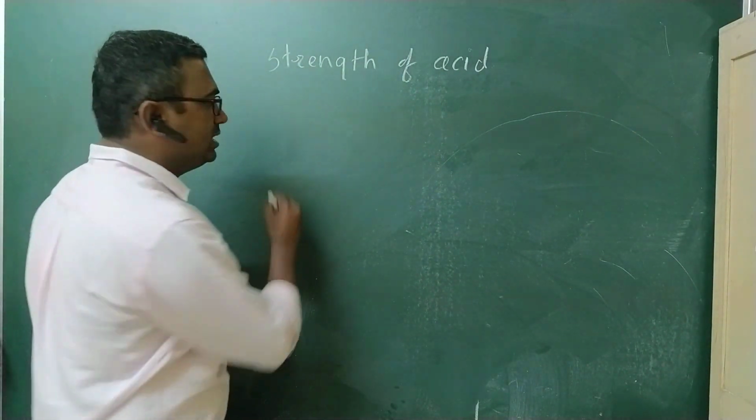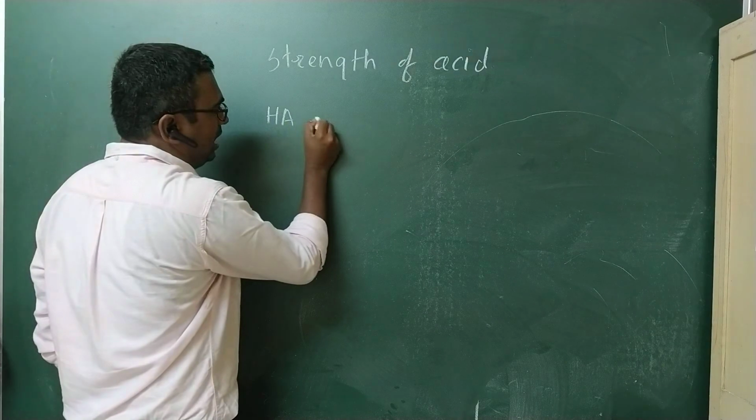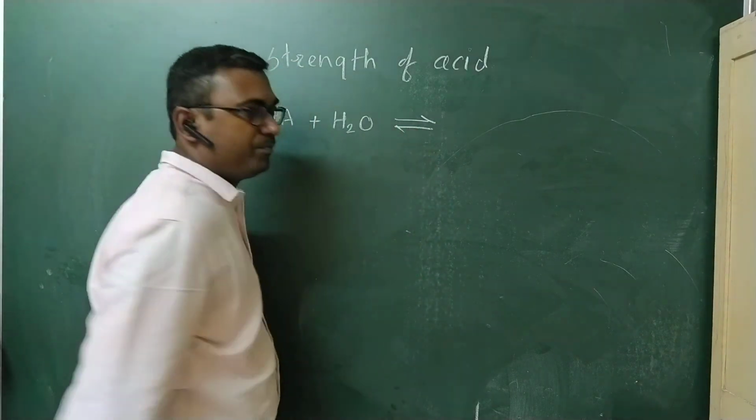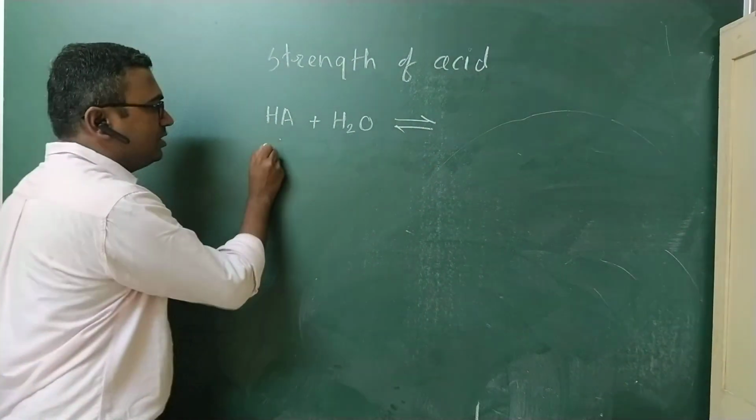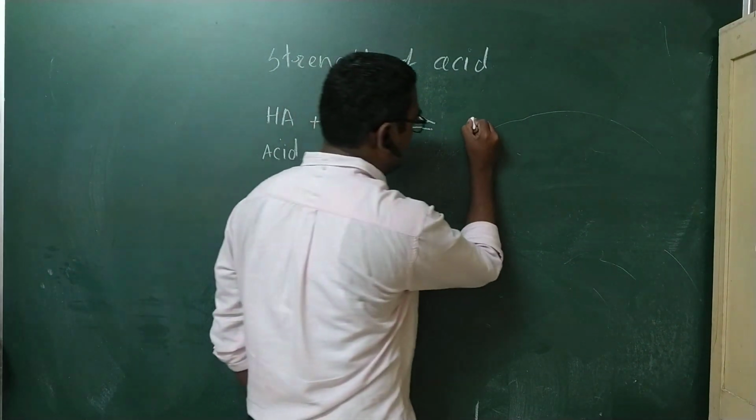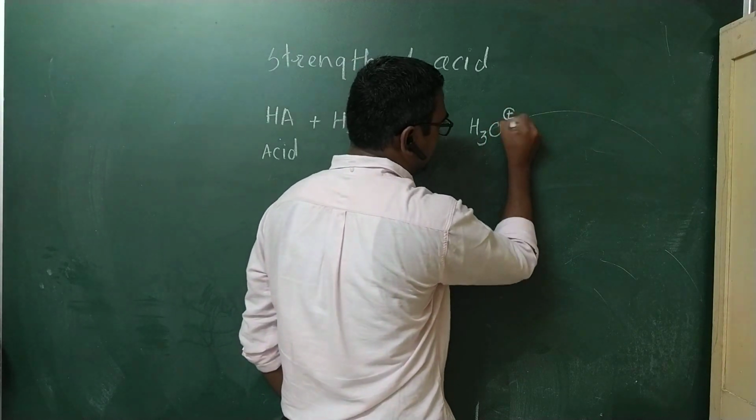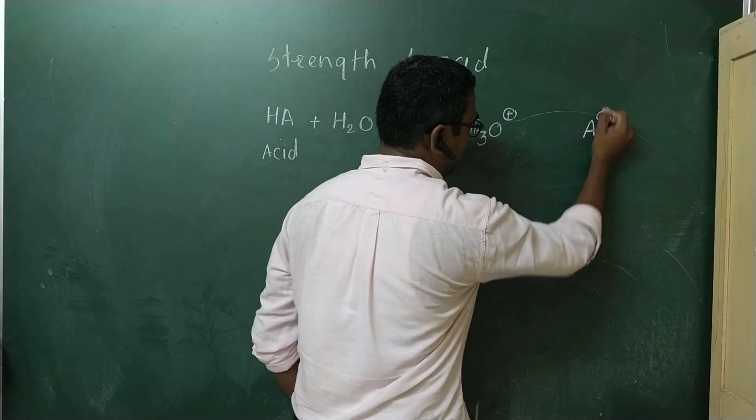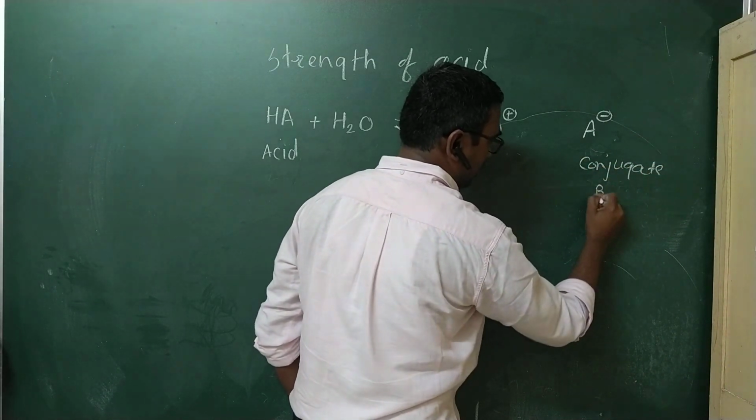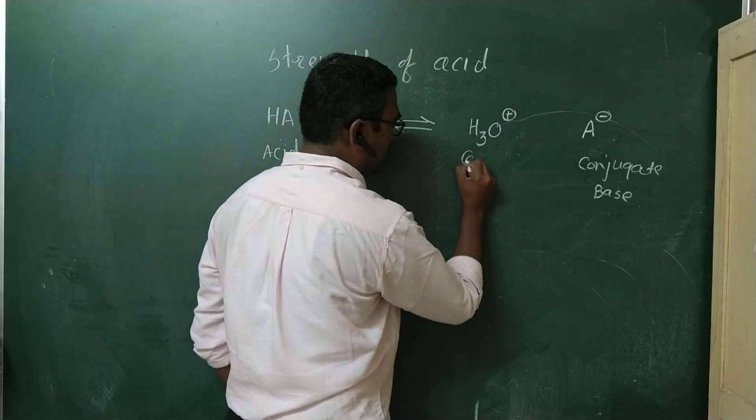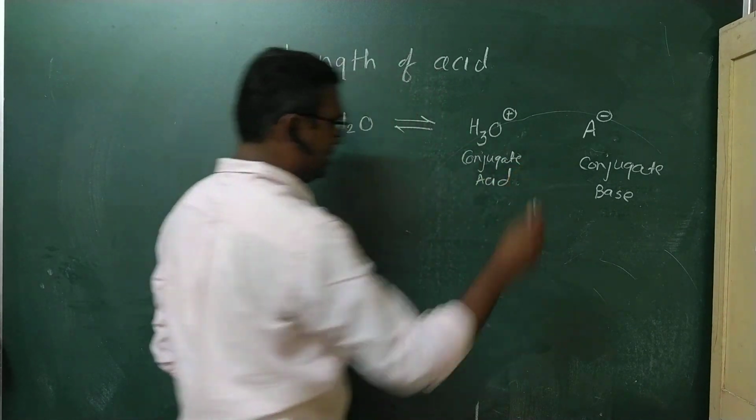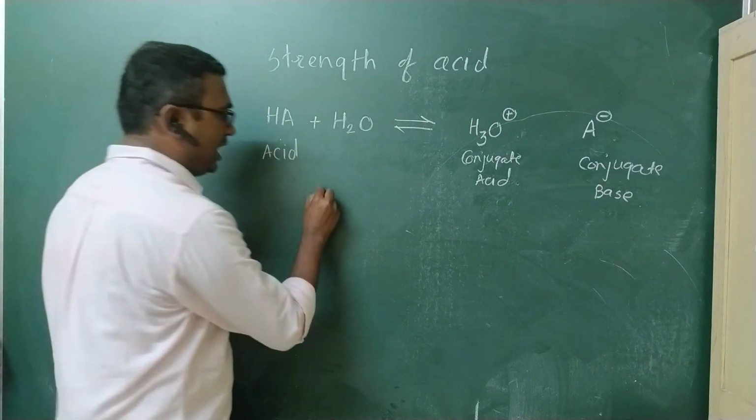Suppose I have one acid, HA, and I have dissolved this acid in water. At equilibrium, the acid will give H plus ion to the water, and water will accept it, forming H3O plus and A minus. This one is the conjugate base, and this one is the conjugate acid.